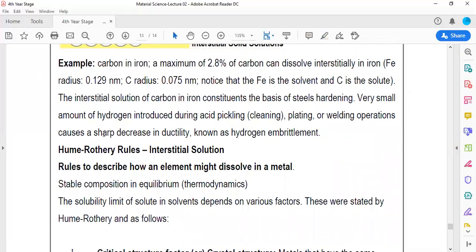Let's see this example. Carbon in iron, a maximum of 2.8% of carbon can dissolve interstitially in iron Fe. Look at this example. So your limit is 2.8% of carbon. 0.129 nanometer is the iron radius, carbon radius 0.07 nanometer. Notice that the Fe is the solvent and carbon is the solute. So that's the radius of Fe, and that's the radius of carbon. Look, the radius of the atom of carbon is much smaller than the radius of iron.